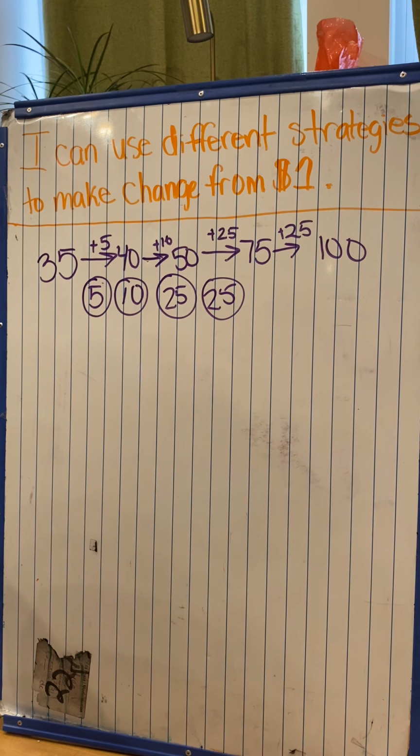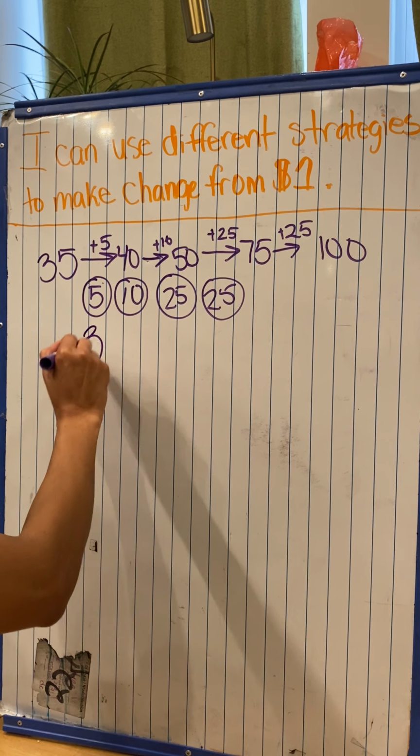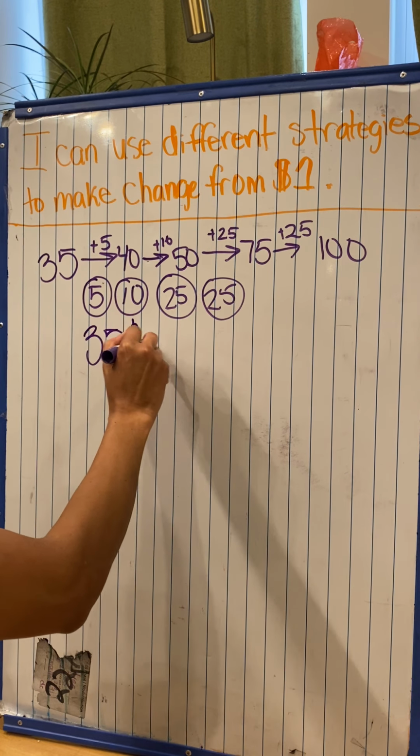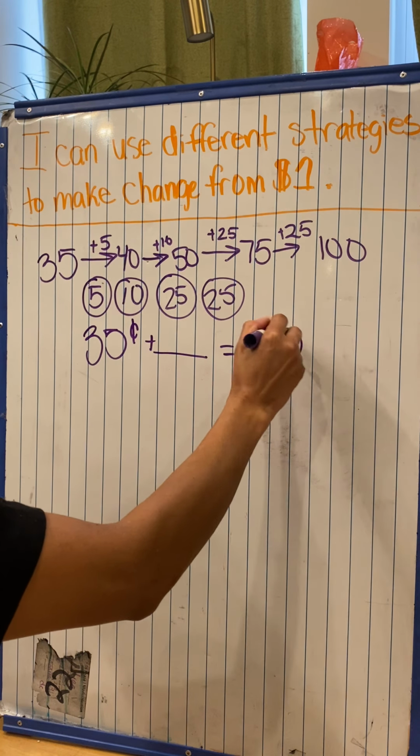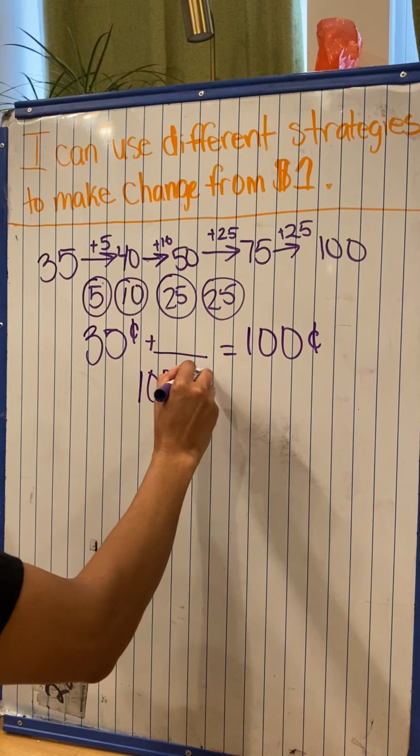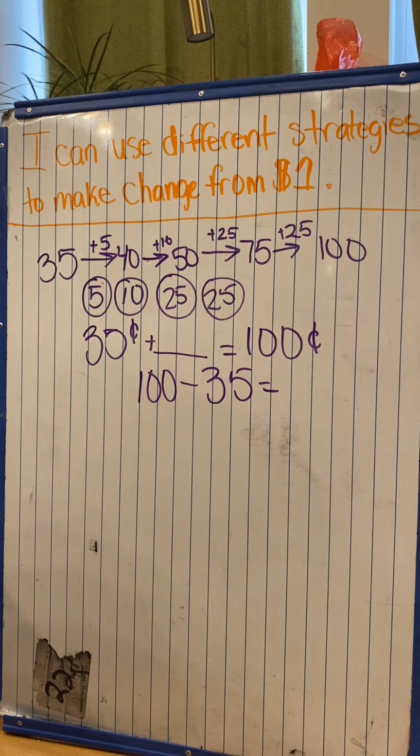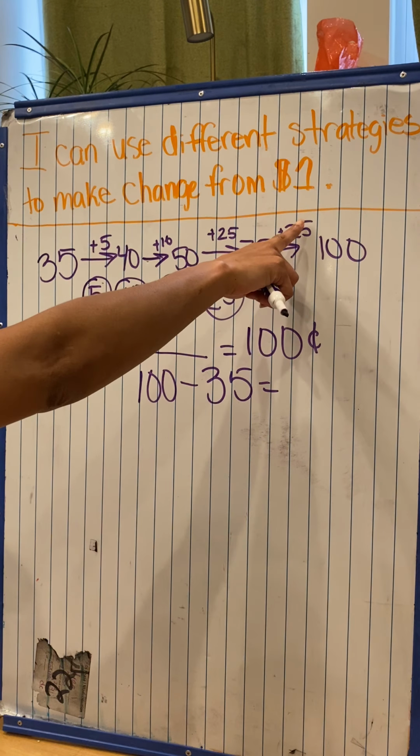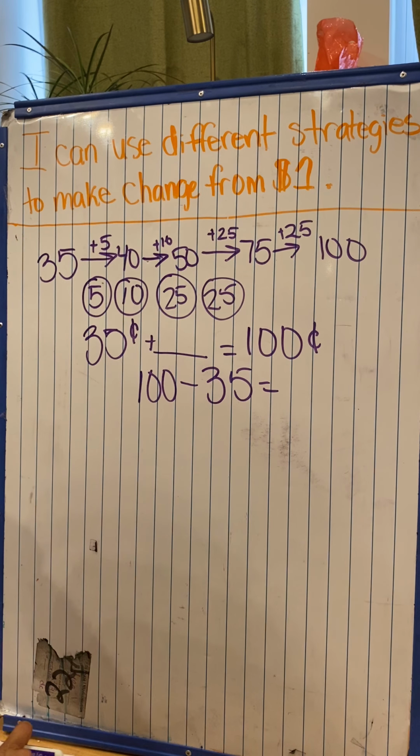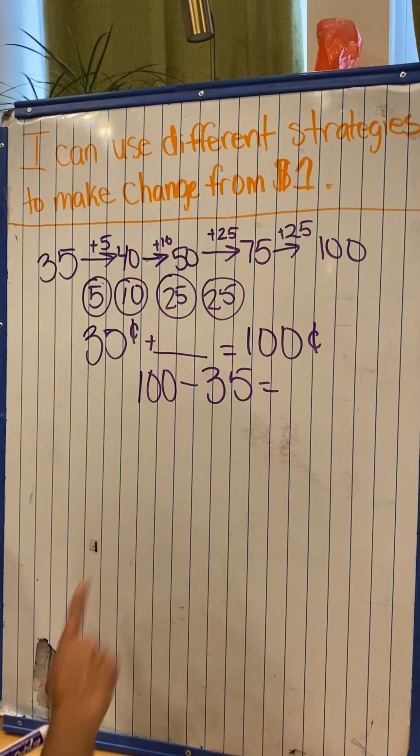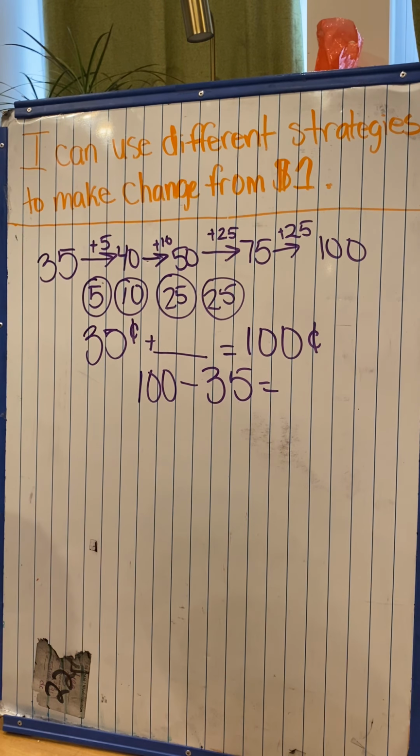You might have said that I could do 35 cents plus blank equals 100 cents, which in turn I will subtract 35 from 100. Okay. And then once I count my hops, 25, 50, 60, 65, that tells me that I would need 65 cents more. Okay. So I solved this problem by counting up. So 35 cents plus what equals 100 cents? 65 cents. Yep.